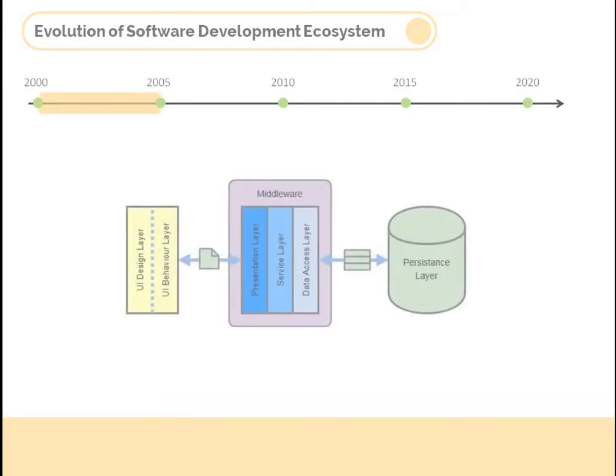Here is a typical 3-layered application, which is broadly divided into 3 layers. A UI layer with 2 divisions, a UI design layer and a UI behavior layer. The UI design layer holds the screen design code, HTML, CSS, etc. And the UI behavior layer holds the fancy effects, the communication with the server, and the validation code.